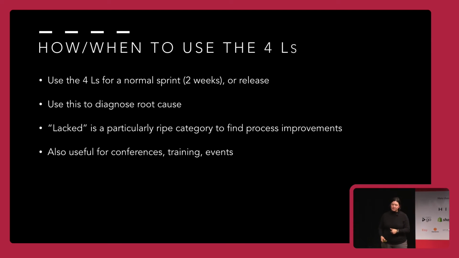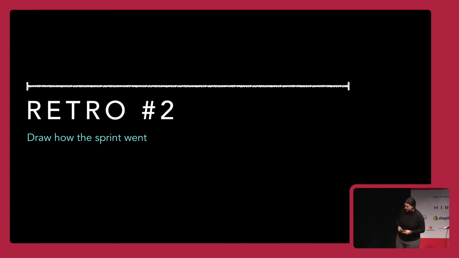This is a great one. You can use this all the time. You can use this in your regular sprints, if you're doing sprints or whatever your cadence is, when you're weekly, bi-weekly, monthly. So you can use them early and often. It's a good one to sort of diagnose root cause. Lacked is a really ripe category to find process improvements because those are things you can probably solve pretty quickly. If you're running conferences, training, events, it's a good one to run with your participants because again, you want to say, what did you like about the conference, right? What did you lack? What did you long for that I didn't cover? So you can get some really meaningful outputs out of your team with this one.